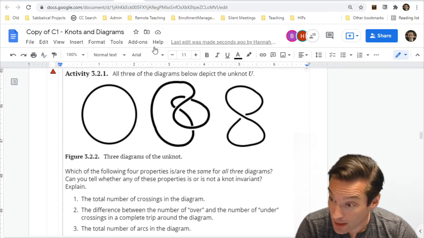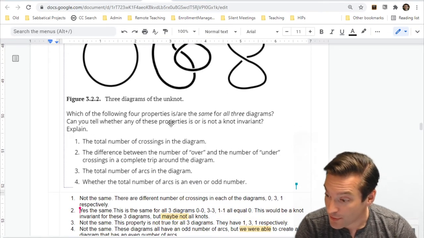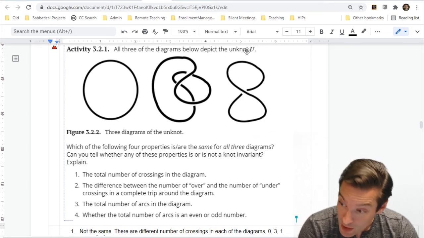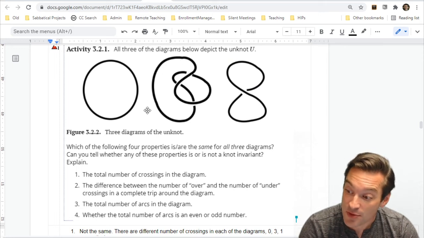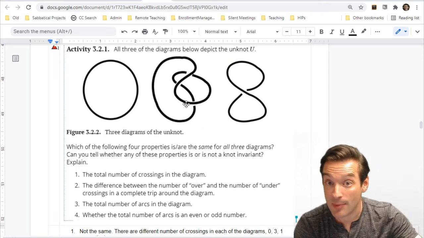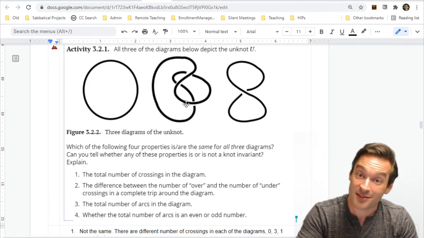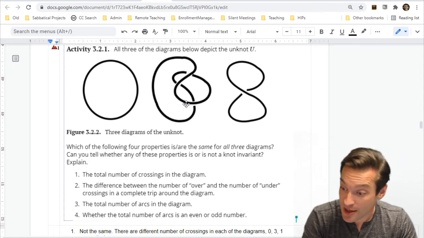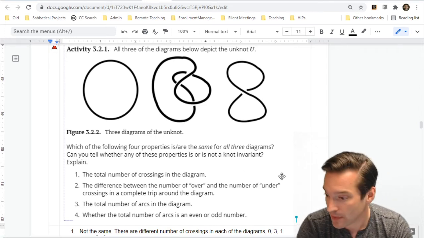Property 3, we can rule out the total number of arcs in the diagram as being an invariant because there's a different number of arcs in these diagrams. There's one arc in the diagram on the left. There's only one arc in the diagram on the right, a single unbroken curve can make my figure 8, but there's 3 arcs in this diagram in the middle. So for sure, the total number of arcs cannot be used to tell me anything about the knot. It tells me something about a diagram, but not about the knot, because if I change the diagram without changing the knot, I could change the total number of arcs. So we don't like that as a knot invariant. It's not going to work.